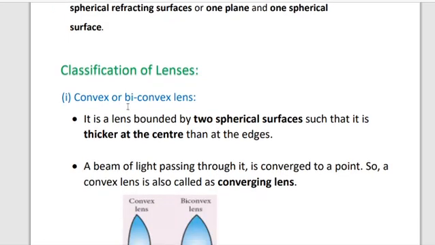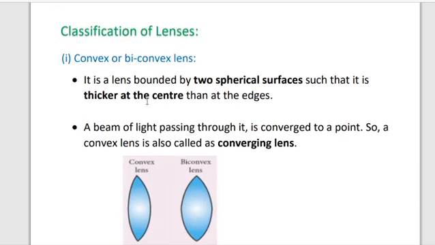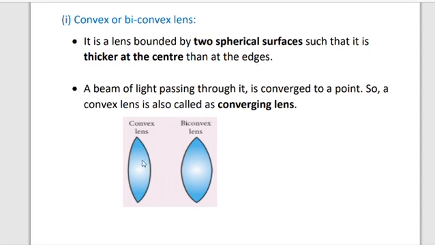Next, we go to the classification of lenses. What are the types of lenses? Convex or biconvex lens. Here bi means two. Both sides are like a convex type. A convex lens is a lens bounded by two spherical surfaces such that it is thicker at the center than at the edges. We compare the two diagrams. The two diagrams are the same. What about the middle? The middle is thicker than the edges.